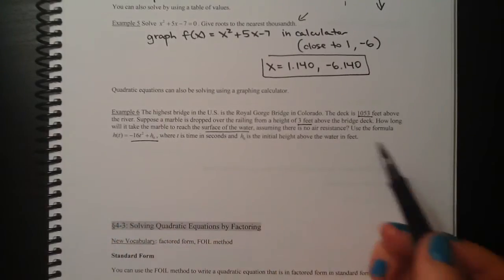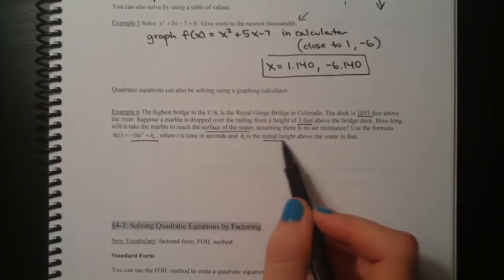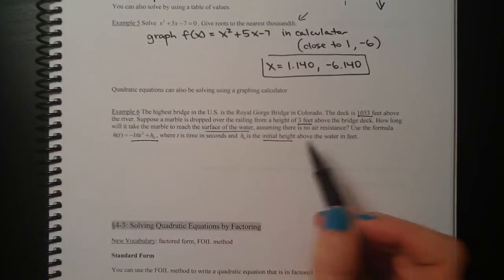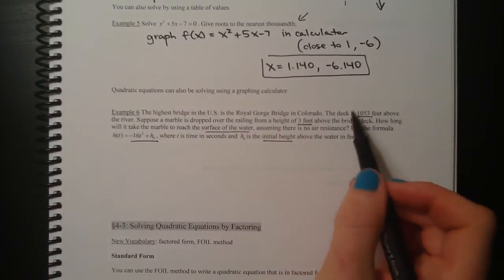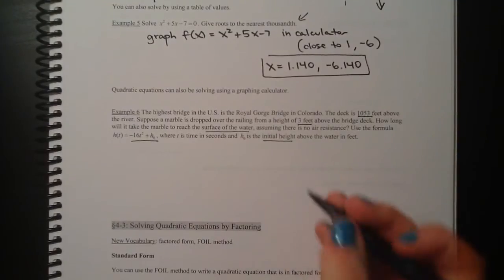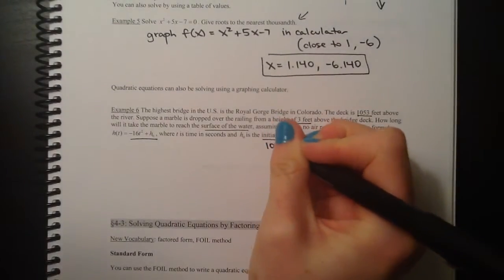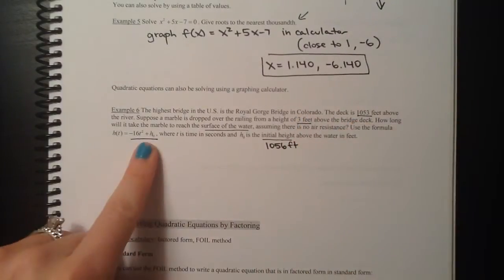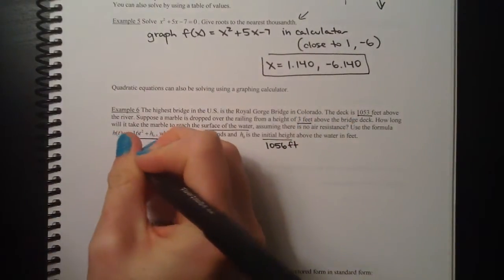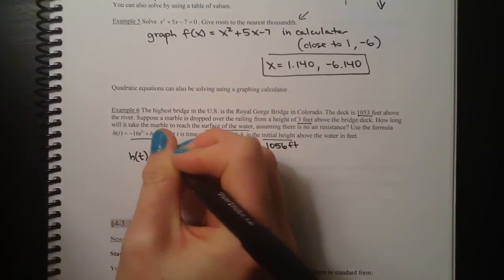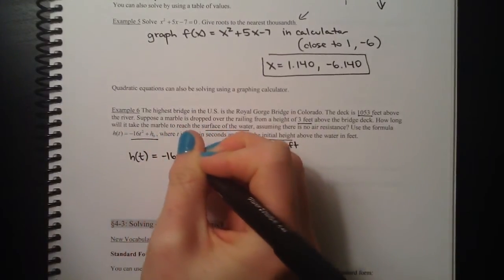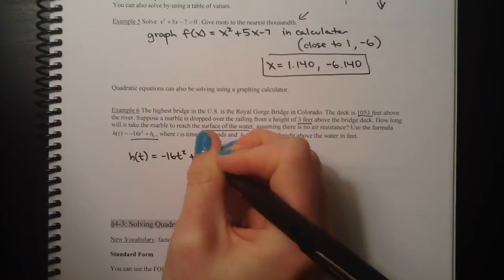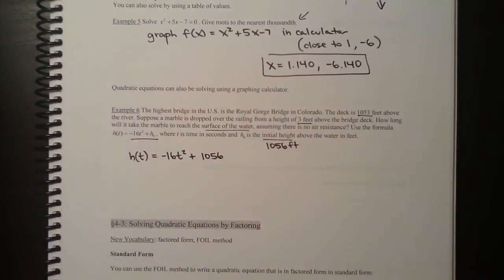So t is time in seconds, that's our variable, and then h naught is the initial height. So the initial height, we're up 1053 feet and then an additional 3 feet. So that would be 1056. Okay, so that is our initial height. So we're going to plug that into this formula right here. So h of t equals negative 16t squared plus, and then for h naught we're plugging in 1056.